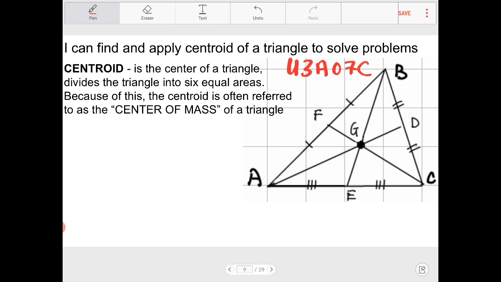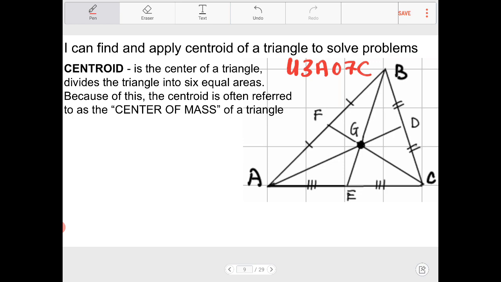In the previous lesson, we talked about two constructions inside of a triangle. It's like it's within the DNA of every single triangle. Within every single triangle, there exists an altitude and a median. So in this lesson, we're going to talk about the medians intersecting. And when the medians intersect, it will form something called the centroid.